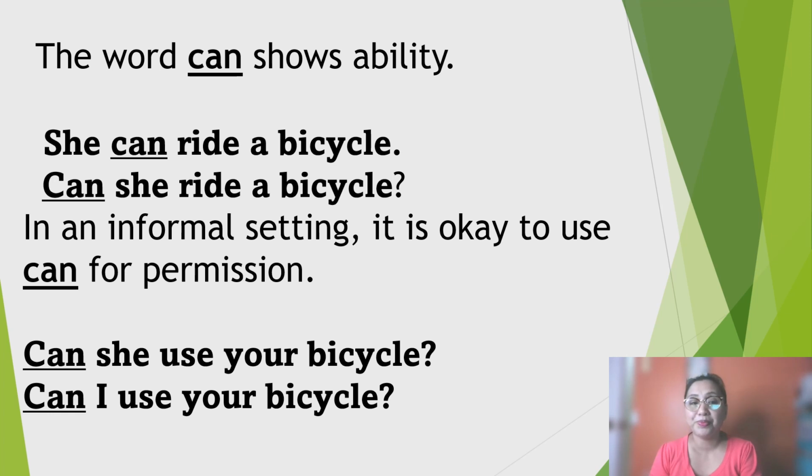For example, she can ride a bicycle. Can she ride a bicycle? She can speak English very well. Okay, but in an informal setting, is it okay? It is okay to use can for permission. Okay, informal. For example, can she use your bicycle? Can I use your bicycle?